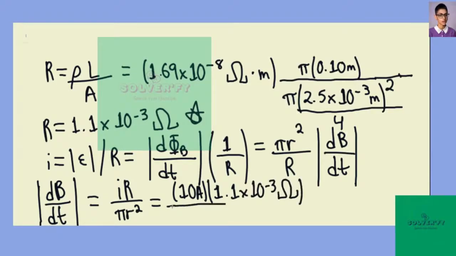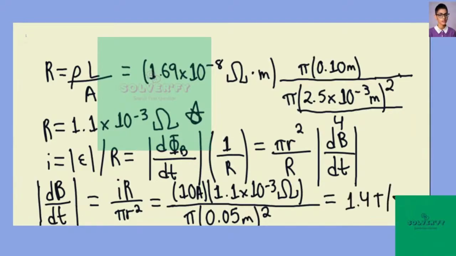And then this will be divided by pi times the radius of 0.05 meters quantity squared. And we find that the absolute value of the change in magnitude of the magnetic field with respect to time will be 1.4 teslas per second. This is our final answer.